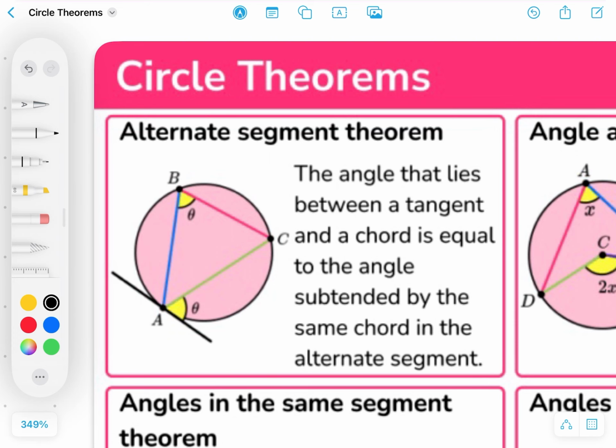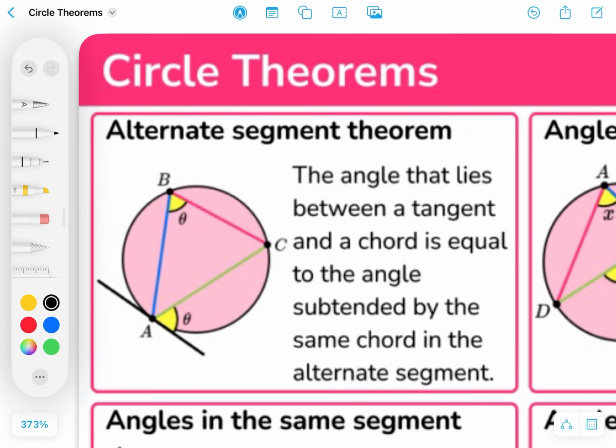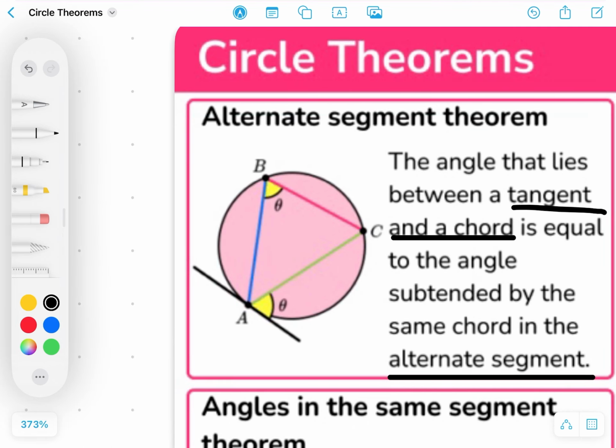It states that the angle that lies between a tangent and a chord is equal to the angle subtended by the same chord in the alternate segment. So the angle that lies between a tangent and chord, so let's say we have any tangent. This is the tangent that they've drawn here. And the chord is any straight line that touches 2 points of the circle. And so we have this chord right here, AC.